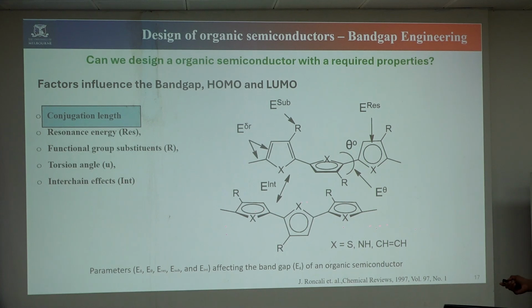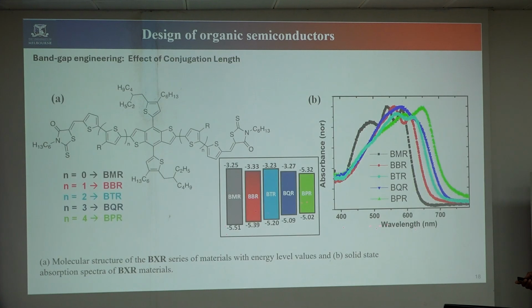The other one is conjugation length. We already saw that. This is one of the molecules we designed in our lab. This is a donor, and this is a thiophene unit, and this is a donor. Here we used n as 0, 1, 2, 3, 4, so the thiophene units increase, and the end is the acceptor.